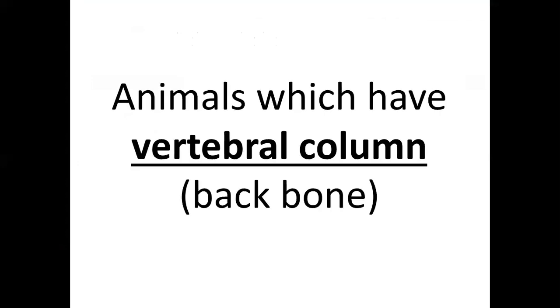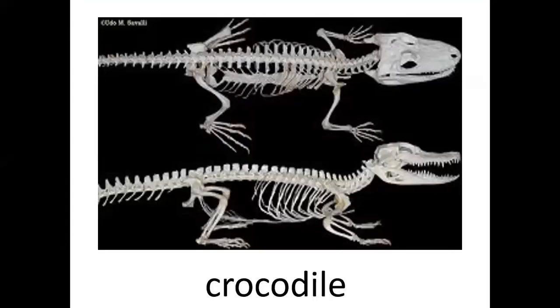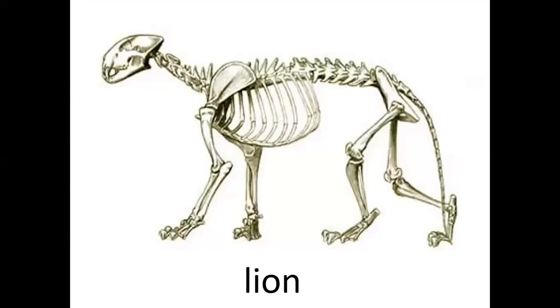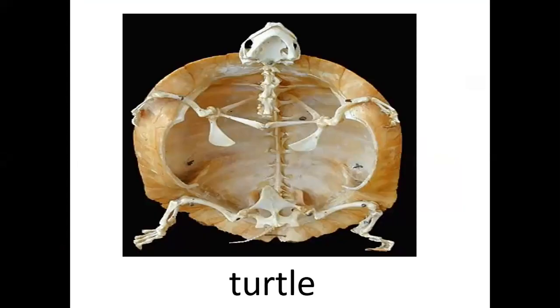So vertebrates are animals that have a vertebral column or backbone, such as the camel, the crocodile, the duck, elephant, giraffe, frog, lion, rat, snake, and turtle.